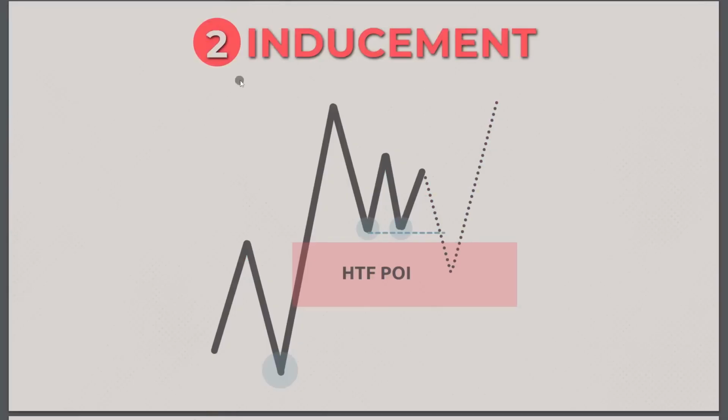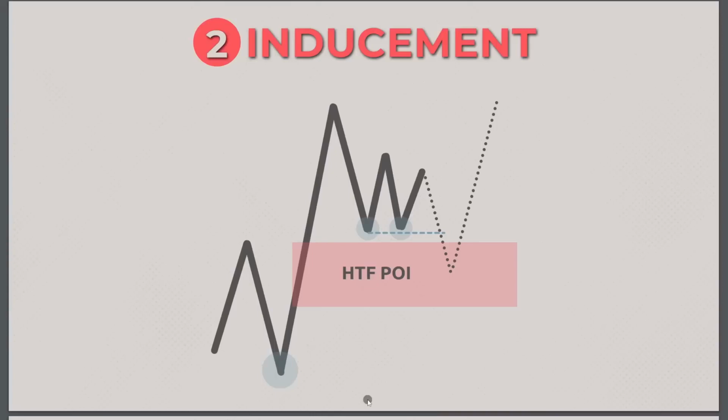The second setup is that there should be an inducement on your trade. Basically, we have this higher time frame point of interest. We discussed that we want to see a higher time frame point of interest in order to confirm that this is an A+ setup. Now, this is your high time frame point of interest. Institutions need to have this inducement, or basically, we want to see an inducement.